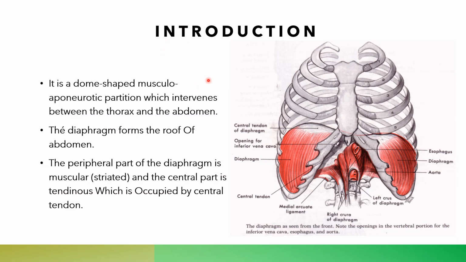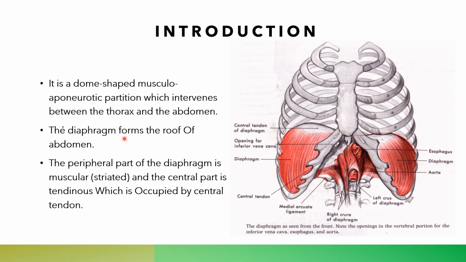Coming to the introductory part of the diaphragm, we shall be discussing the definition in this slide. Now, the diaphragm is a dome-shaped musculo-aponeurotic partition. As you can see in this picture, it is a dome-shaped musculo-aponeurotic partition which intervenes between the thorax and the abdomen. Okay, so it is a musculo-aponeurotic partition, that is, it is made up of muscle and also aponeurosis.